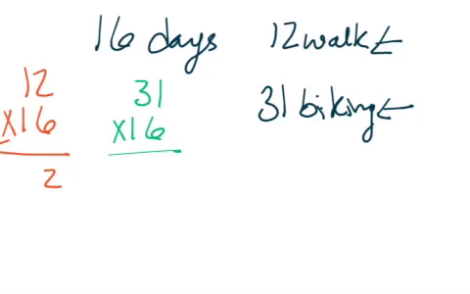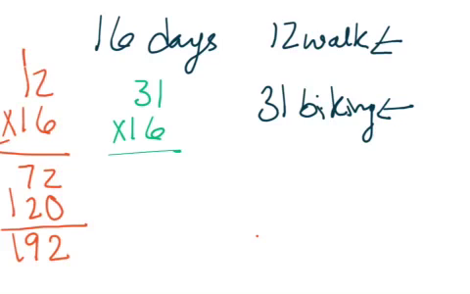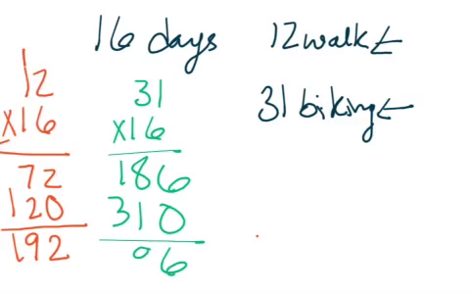6 times 2 is 12. Oh no. 6 plus 1 more is 7. 2 and 1. Okay, then I multiply my other number. I get 6 and 18. All right, so he biked a total of 496 miles and walked a total of 192 miles.